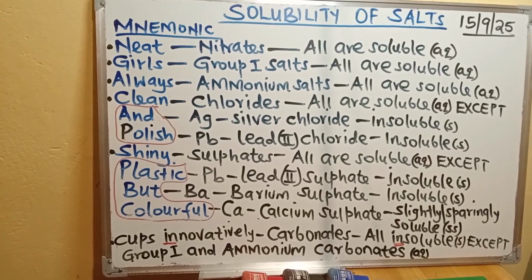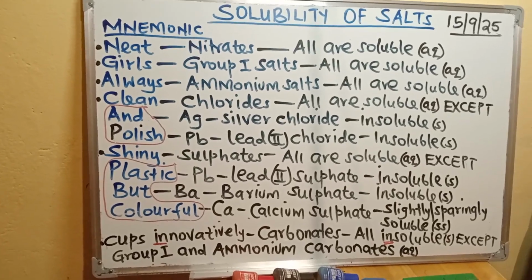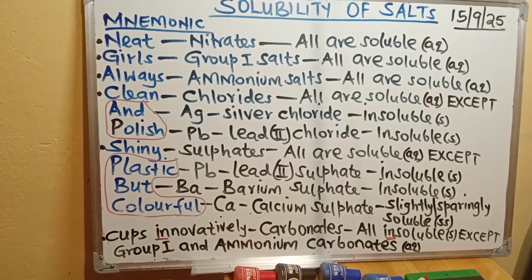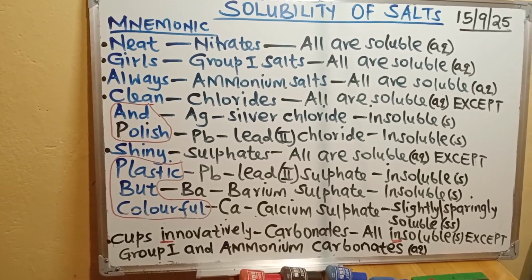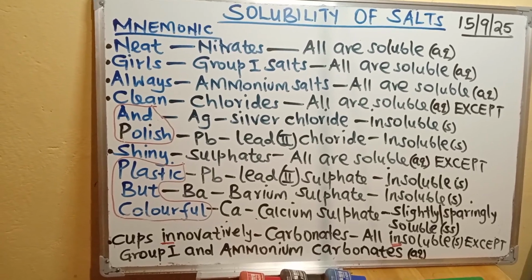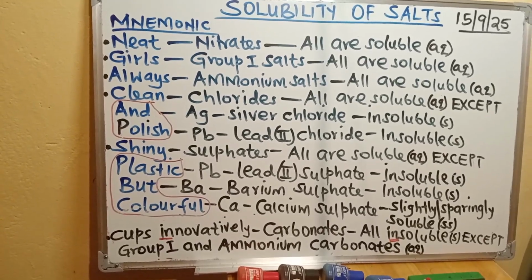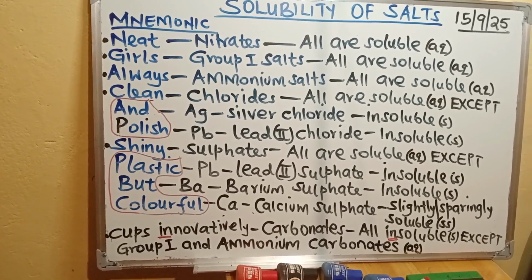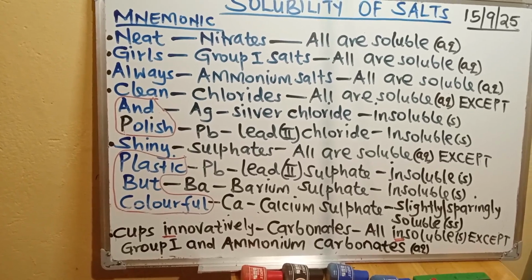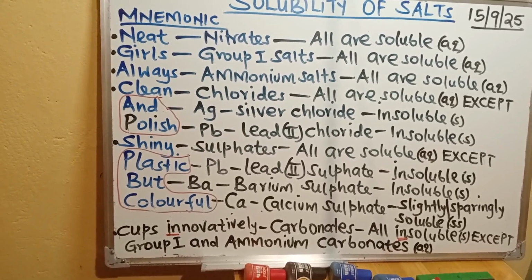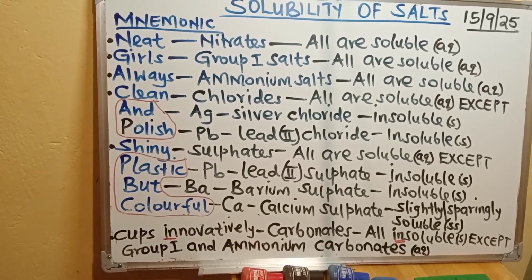So again, remember, anytime we have a lesson, you must always have your notebook. Write good notes. You require them not just now, but even in the near future. So remember the mnemonic. For solubility of salts, we have neat girls, always clean and polish, shiny plastic but colorful cups, innovative free. So who would not want to become like these neat girls? And by just knowing the mnemonic, you're able to remember all of them.